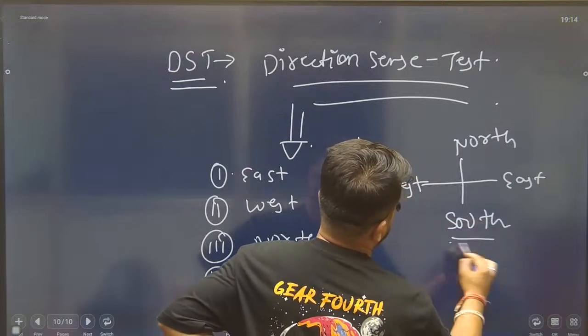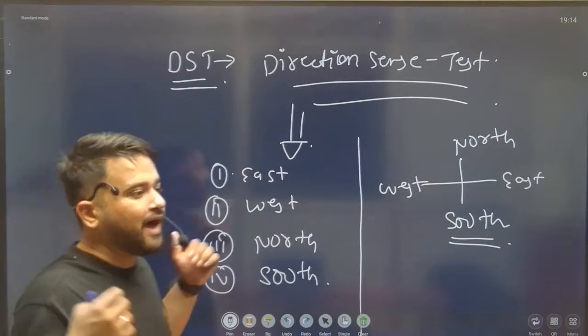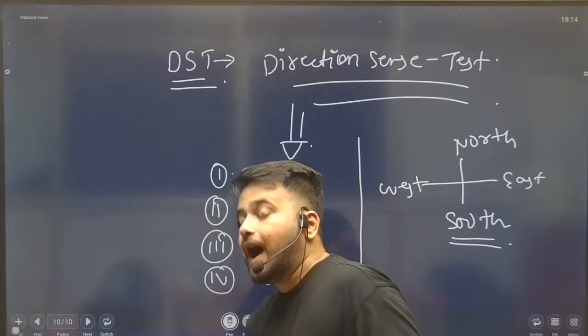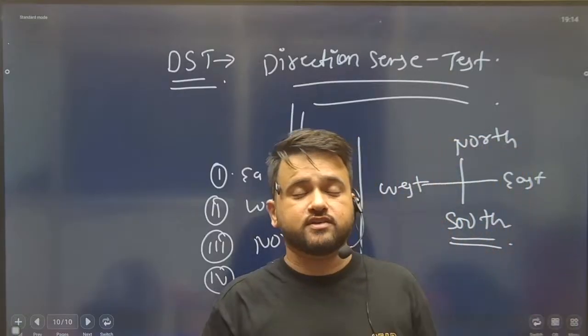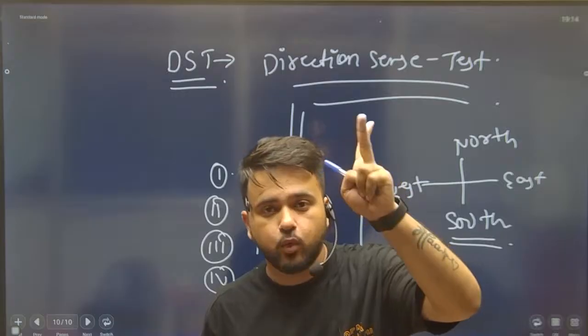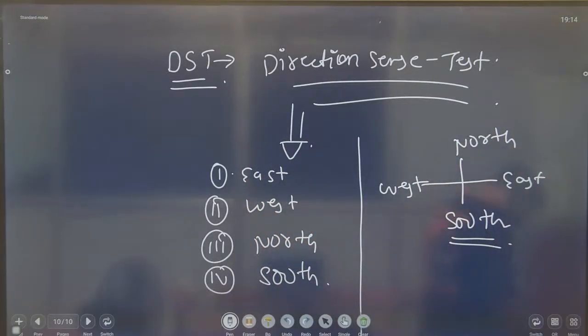Clear? So let's suppose the examiner asks you how many types of directions we have. So obviously it's 4 directions: east, west, north, and south. Everybody just kindly note it down in a notebook now. Note it down fast.